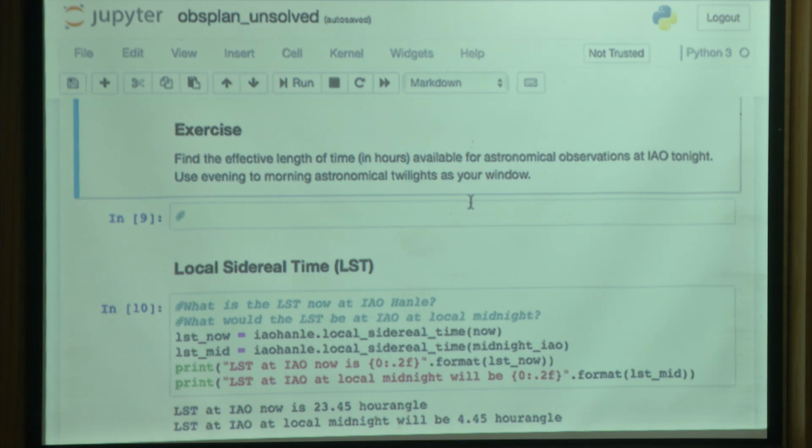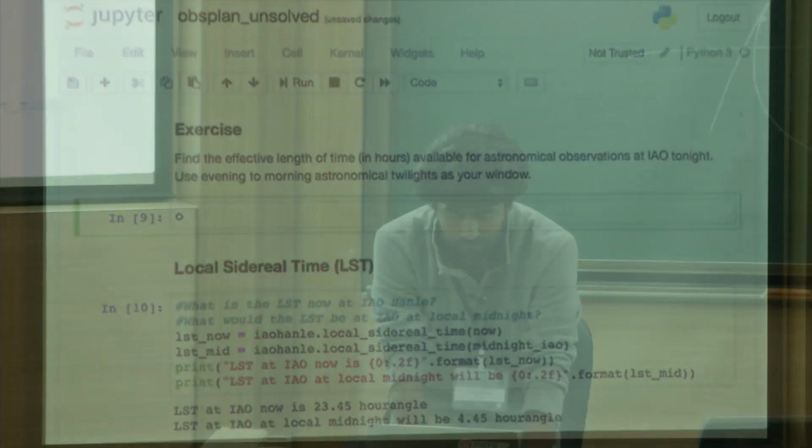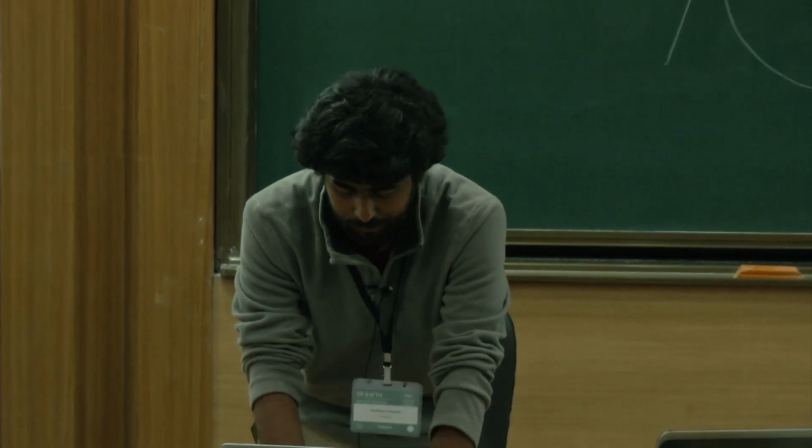0.457 days. So convert it to hours. That will be easier. Yep, almost 11 hours. So you get a lot of time to observe in the winter. So it's 11 hours from twilight to twilight. But in practice, you can actually do almost 12 hours. You can start a little before astronomical twilight and end a little after morning twilight.